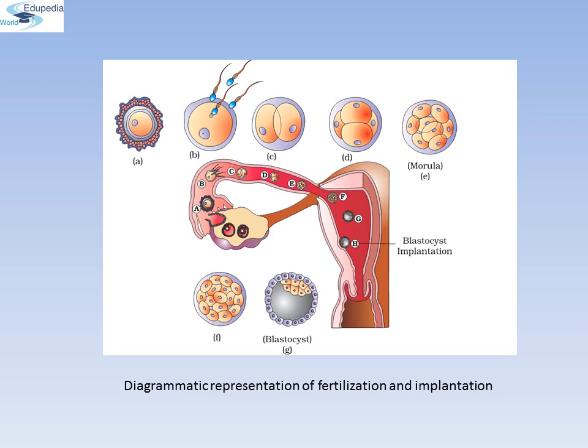This is the diagrammatic representation of fertilization and implantation in the human female. Here you can see an ovum and sperm fused together to form a zygote, and the process is called fertilization. After fertilization, the zygote divides mitotically to form blastomeres, then the morula, and further the blastocyst. The blastocyst travels from the oviduct to the uterine wall and gets implanted there. That process is called implantation. There it will develop into a baby.